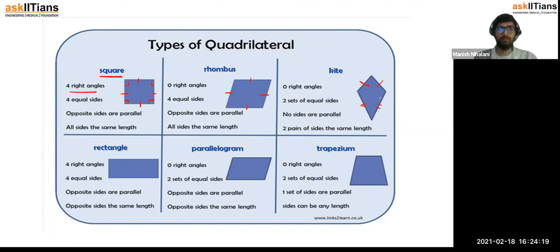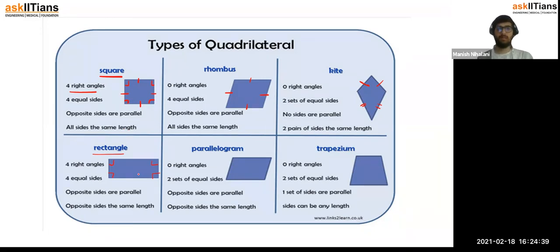Then rectangle. So in a rectangle, the difference between square and a rectangle is that opposite sides are equal in a rectangle. Although all angles are right angles, but in a square, all four sides are equal. But in a rectangle, just the opposite sides are equal. Right? Just the opposite sides are equal.